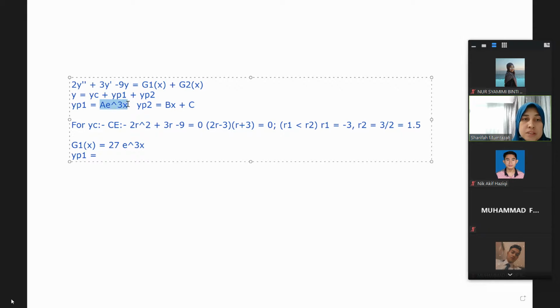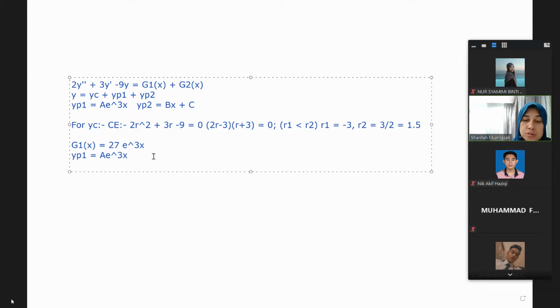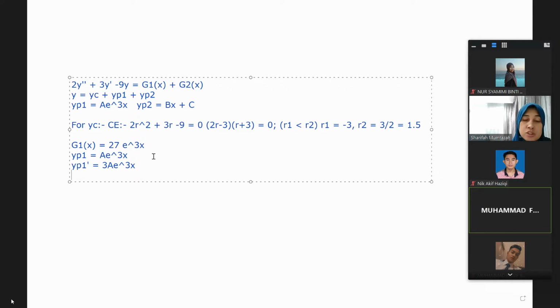I'm going to copy and paste here. Tak boleh copy and paste. A exponential to the power of 3x. So what is YP1 prime? 3A e to the power of 3x. All right. What is YP1 prime prime? 9A exponential to the power of 3x.